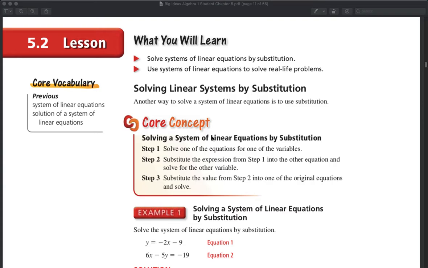Today we're going to go to chapter 5.2 and we're going to learn how to solve a system of linear equations by substitution. Now, the previous vocabulary words that we learned was a system of linear equations and what it looks like. So a system of linear equations, if I can remind you, is a linear equation with variables that use the same exact ones for the second linear equation, right?